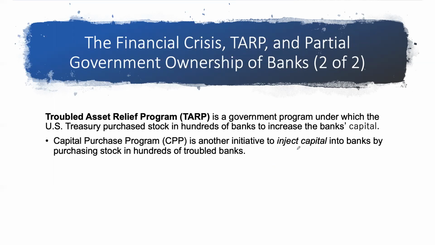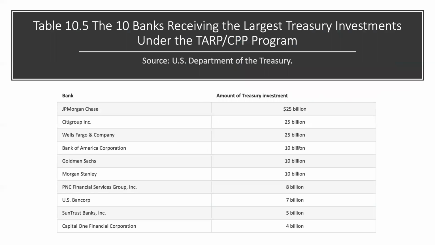So within the TARP and the CPP, the Capital Purchase Program, the US government basically took over massive ownership stakes in these banks. And here we have a list of the amount of money which was pumped into each of the big banks. JP Morgan, Citigroup, Wells Fargo, each of them were given $25 billion in exchange for equity in their firm. Bank of America, Goldman Sachs, Morgan Stanley, each of them got 10 billion in order to bail them out, and then PNC, US Bank, and so on and so forth, right? So this is all data.